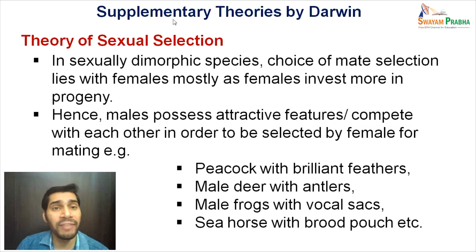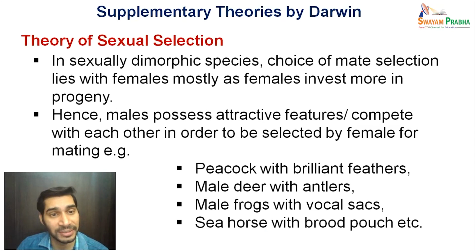Darwin gave a number of supplementary theories. For example, the theory of sexual selection. In this theory, he said, in sexually dimorphic species, where the male and female exist and are phenotypically different, the choice of mate selection lies mostly with the females. The reason being, females are the ones who invest more in the development of progeny or their future species.